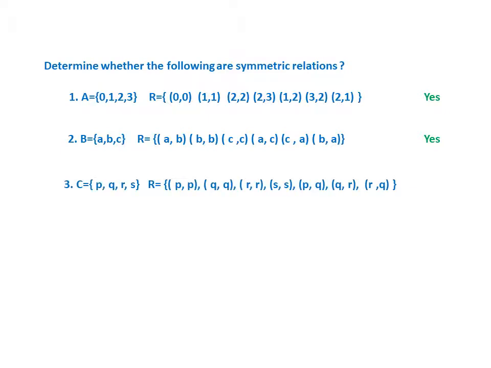The next one is C = {P, Q, R, S}, R equal to (P,P), (Q,Q), (R,R), (S,S), that you need not worry. (P,Q), (Q,R), (R,Q). So now you can check here, (P,Q) is there, (Q,P) is not there. That is sufficient. So definitely you can say no. Even if one pair is violating, then you can say no only. So this is the example.